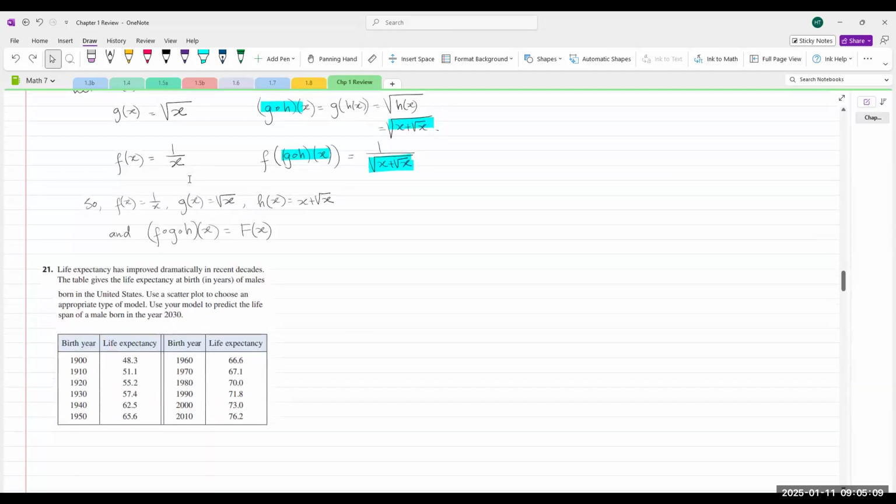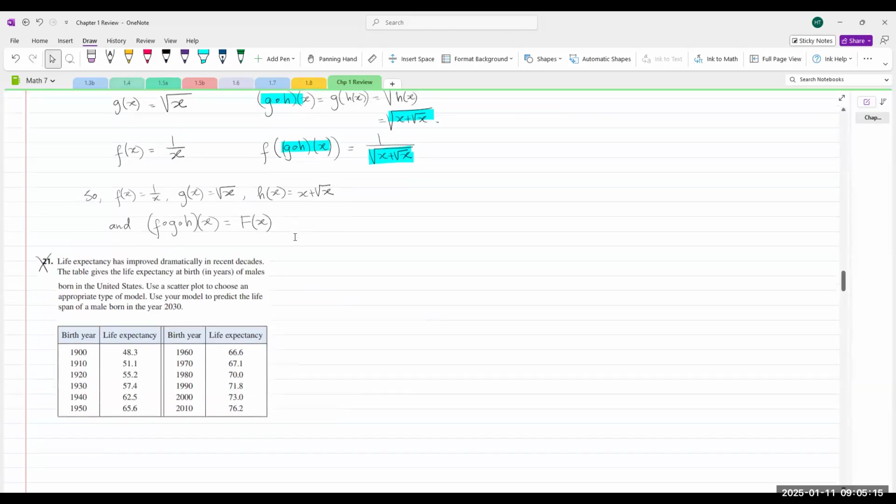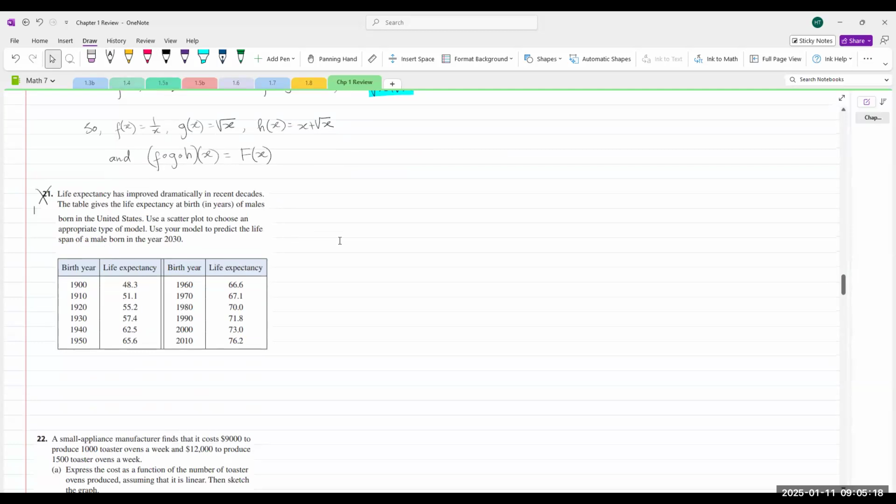Okay, number 21. This is not the type of question I would like to ask, but let's answer this anyway. Life expectancy has improved dramatically in recent decades. The table gives life expectancy at birth of males born in the United States. Use a scatter plot to choose an appropriate model, and use your model to predict the lifespan of a male born in year 2030.